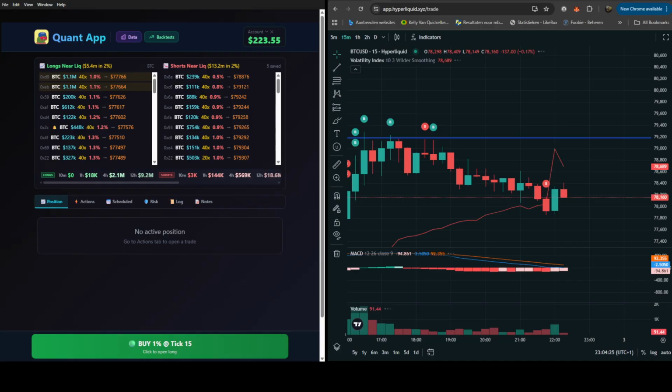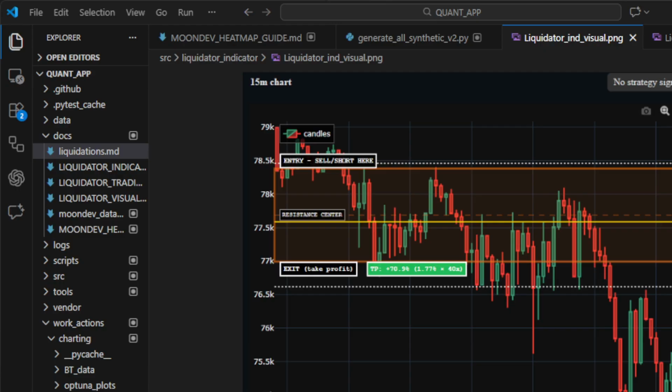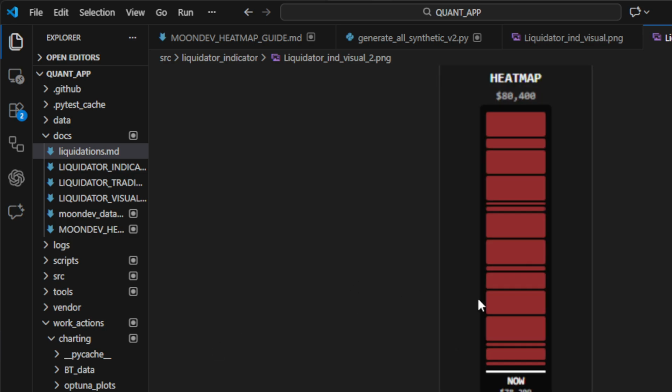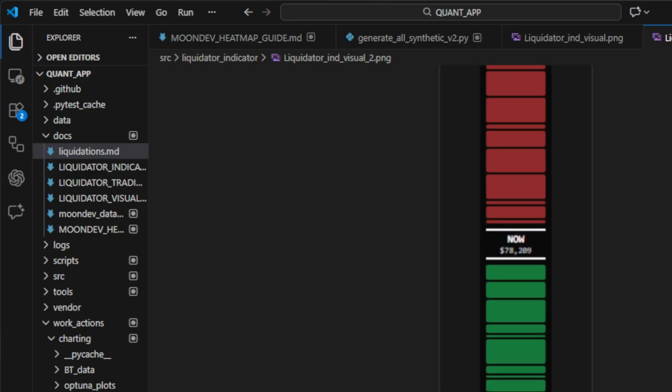But let's move on with the indicator because that's why we're here, boys. Where is my indicator? Here it is. So this is the first picture. I really need some more power on my PC. Yes, this is the one.